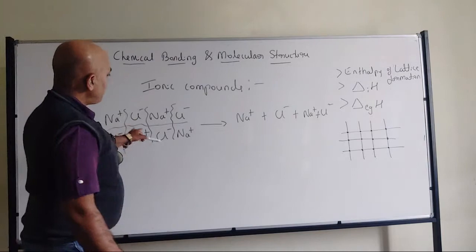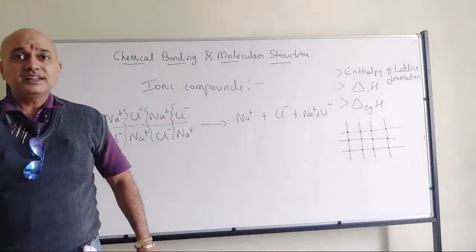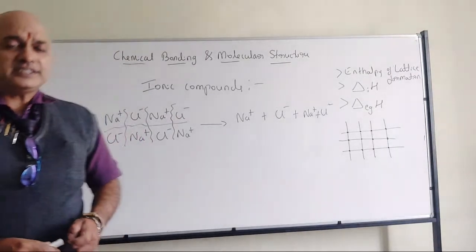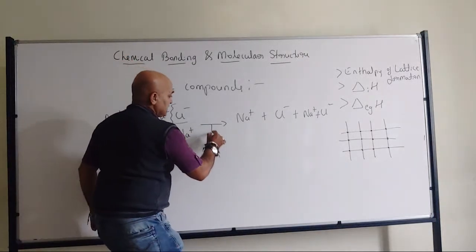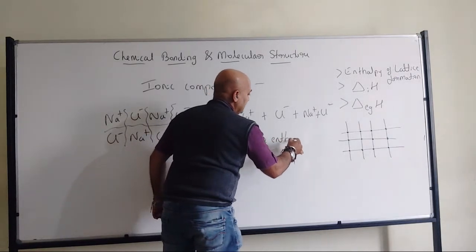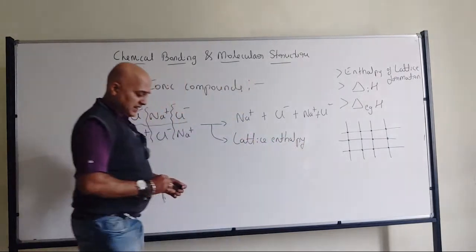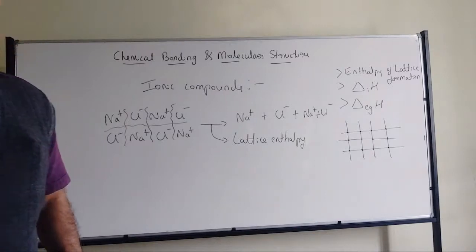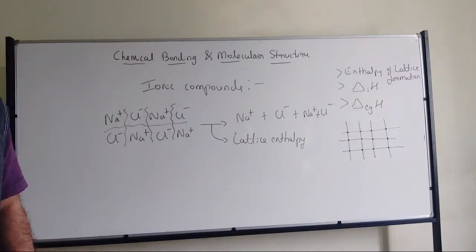Fine? However, if I want to separate these ions from each other, does it demand energy? Yes, Rohan, it demands energy. That energy is called lattice enthalpy. So what do you mean by lattice enthalpy? It is the amount of energy required to separate or break the ionic solid, to convert 1 mole of ionic solid into respective ions.